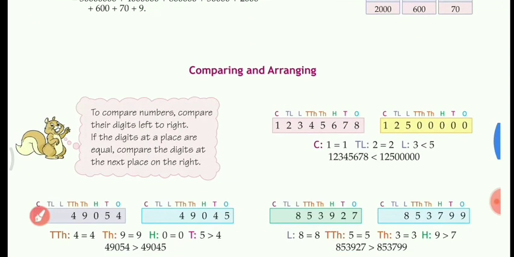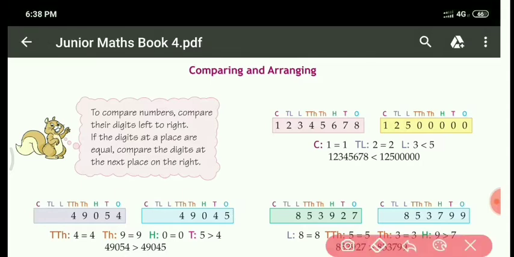Okay. Next topic, comparing and arranging. How to compare and arrange the numbers. Suppose any numbers, and how to check which is the greater or smallest number. Okay. And how to write in descending order or ascending order also. So always remember, to compare numbers, compare their digits left to right only. If the digits at a place are equal, then compare the digits at the next place on the right. Okay. For example, it is given 1 crore 23 lakh 45,678, and this one side 1 crore 25 lakh.